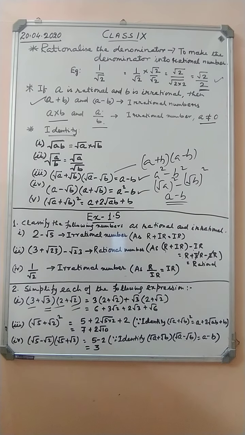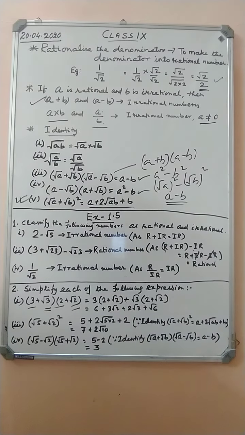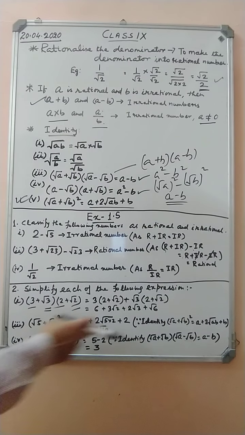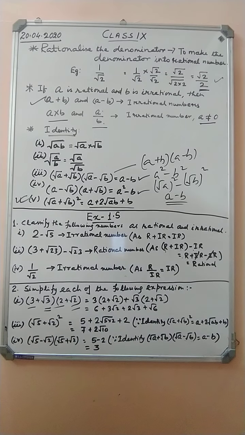Then part number 3, that is root 5 plus root 2 whole square. So which identity can we use here? We can use identity number 5, that is A plus 2 root under AB plus B. So A is 5, plus 2 root under AB. AB means A is 5 and B is 2. So root under 5 into 2, plus B. B is 2. So you are getting 5 plus 2, 7, plus 2 root 10.